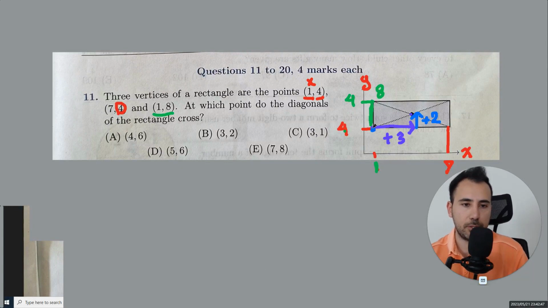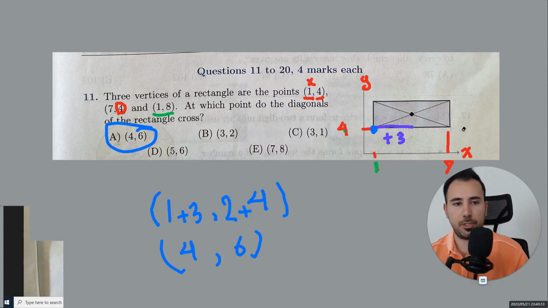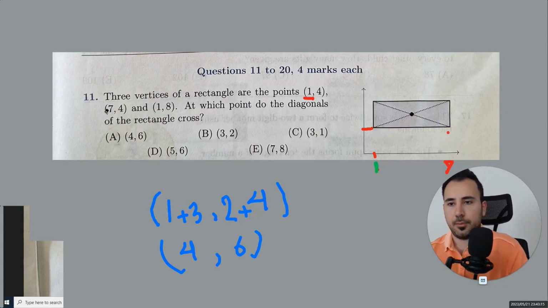So from this point, which was 1 and 4, okay, x, 1 plus 3. This 4 plus 2, I have to write it backward. So it will be 4 and 6. There we go. Okay, too much mouse. Let me clear everything.